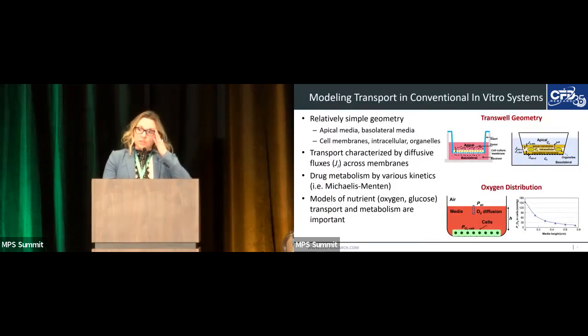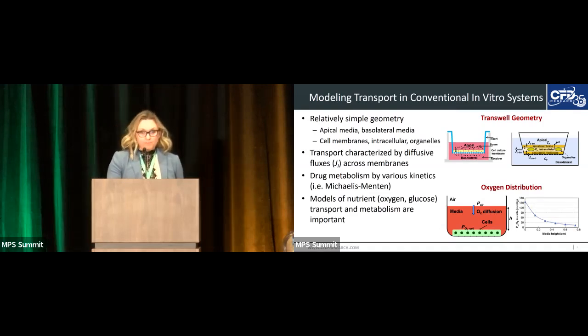So I'll start into some of the examples of the things that we've been able to do. I'm starting with a conventional in vitro system. I know it's not a microphysiological system, but it's a nice place to start. We don't have flow. It's diffusion driven, and it's a relatively simple geometry. So we can use compartmental modeling approaches to model these different pieces where the different medias are represented as different compartments. Cell membranes and intracellular organelles can even be represented in these types of models.